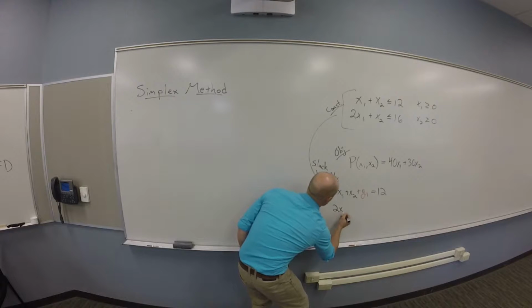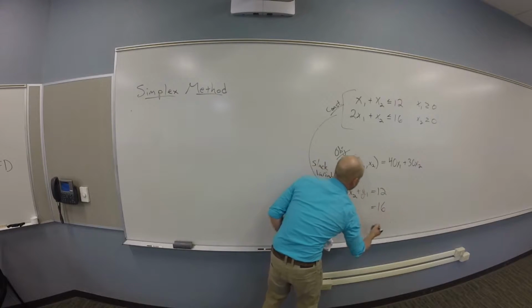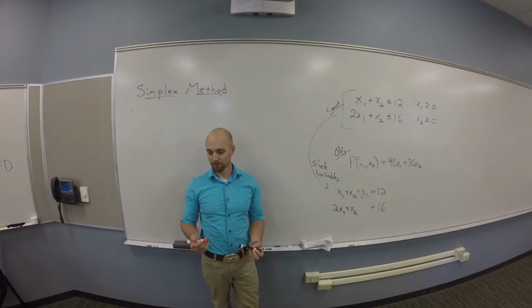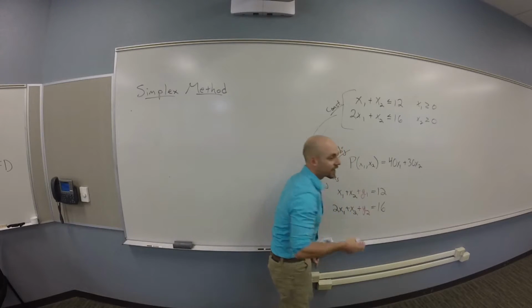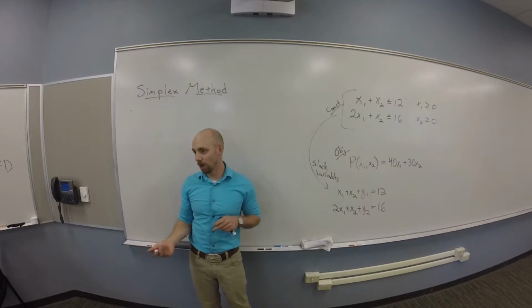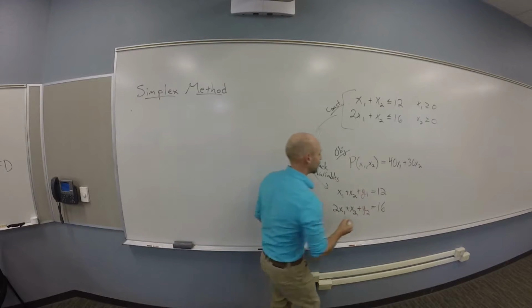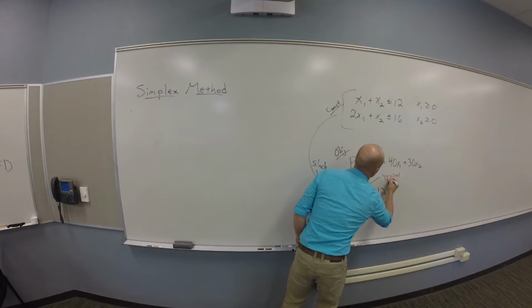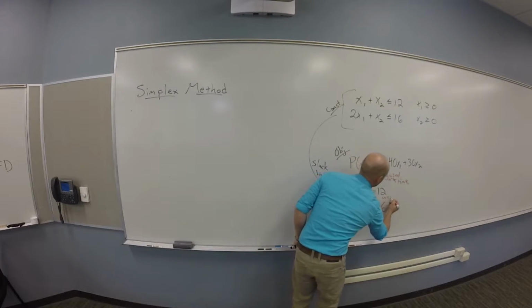I'm going to do the same thing for the second one. So I've got 2x1 plus x2, and that's going to be 16, right? But what do I need to add in there first? Plus y2. Very nice. We're just going to add y2. And that's the amount of available prep time you're not using. You see that? So y1 is unused work time and y2 is unused prep time.